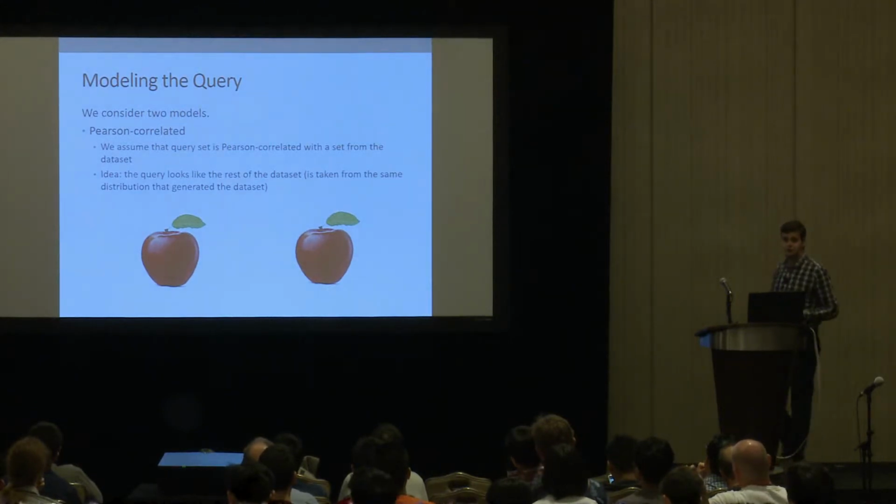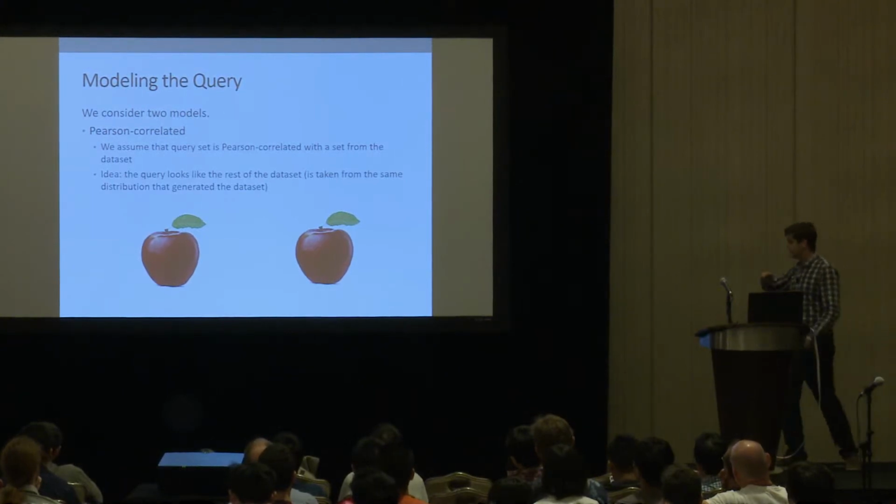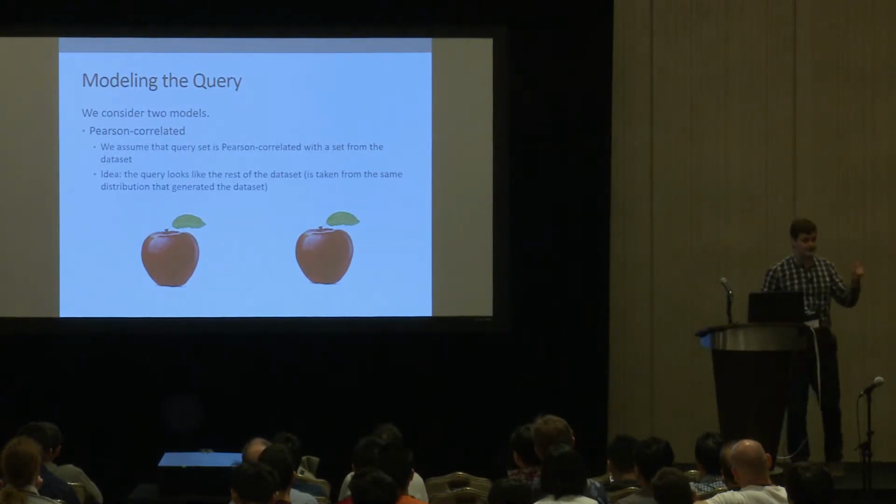So we're going to consider two different models of queries. The first kind of query is piercing correlated. That's sort of a mathematical thing. At the end of the day, this means that the query is going to look like the rest of the data set.